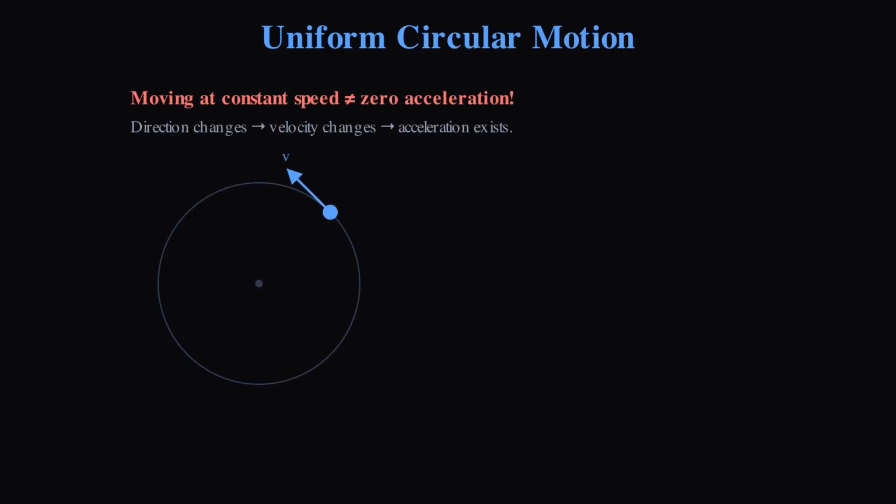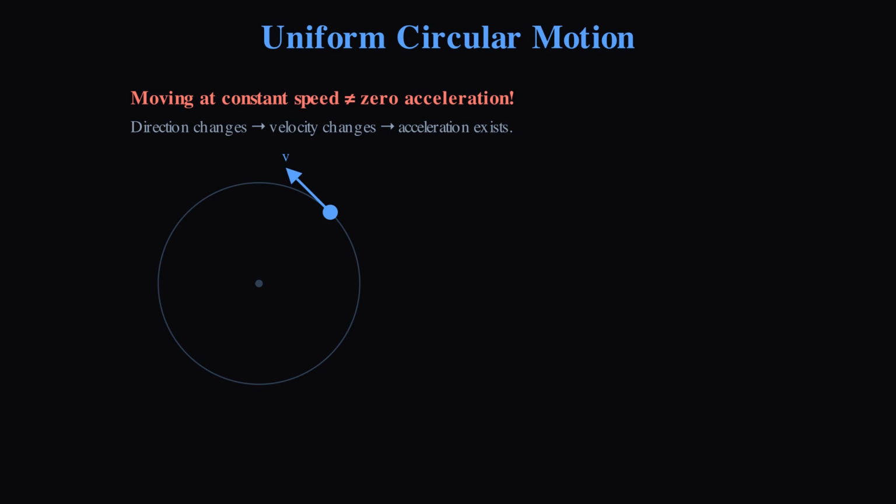An object can move at constant speed and yet be continuously accelerating. This is one of the most conceptually important statements in introductory physics, and it follows directly from the vector nature of velocity. Consider an object moving in a circle of radius r at constant speed. Its speed, the magnitude of velocity, does not change. But its velocity, the direction of motion, is changing continuously.